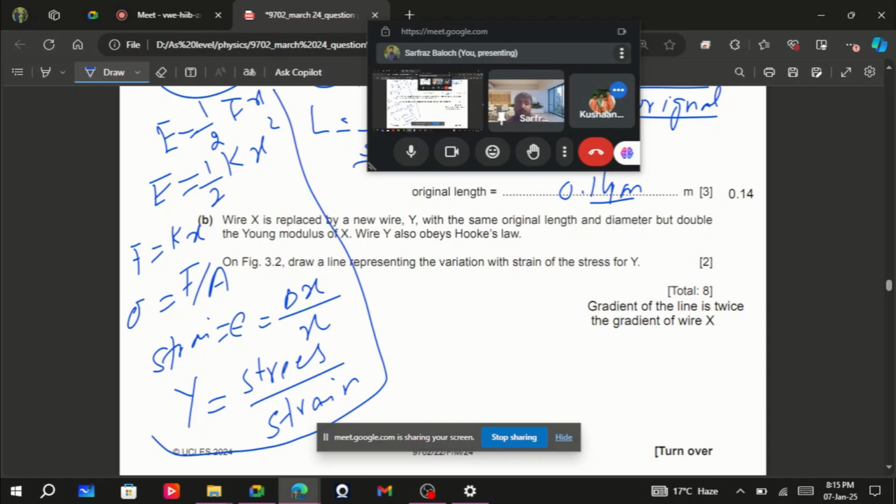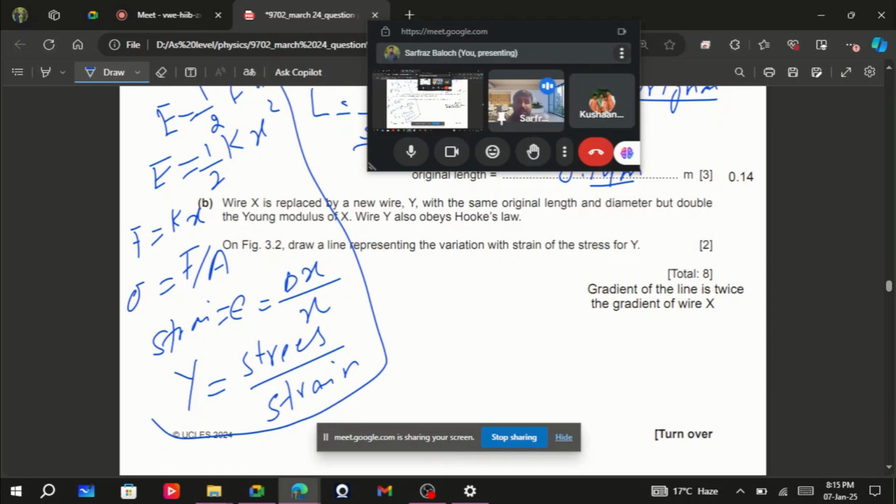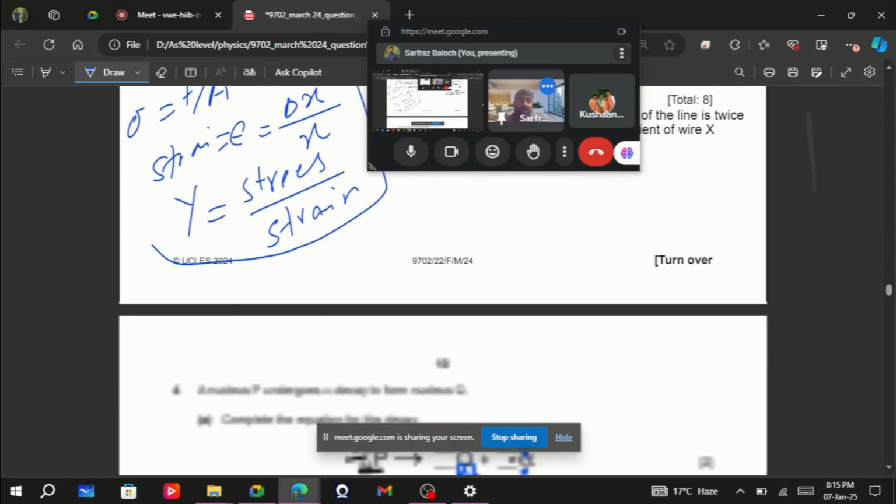In the next part, draw the line representing the variation. In the next question, what thing has changed? The diameter of the wire has changed. So with the change in diameter, you have to draw a new line. So it's also a simple question.